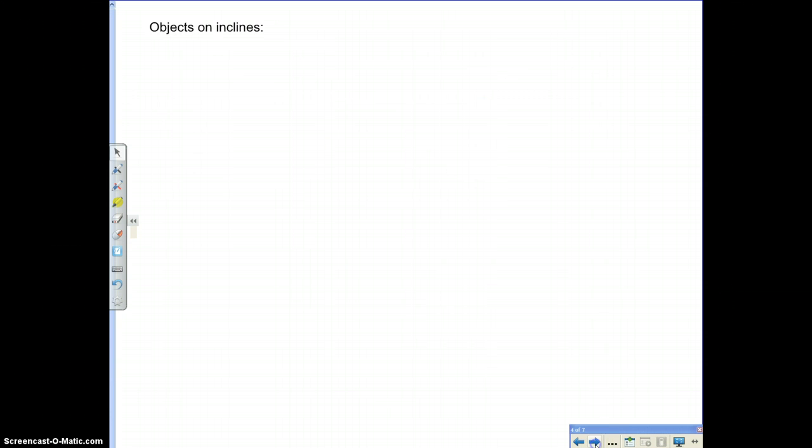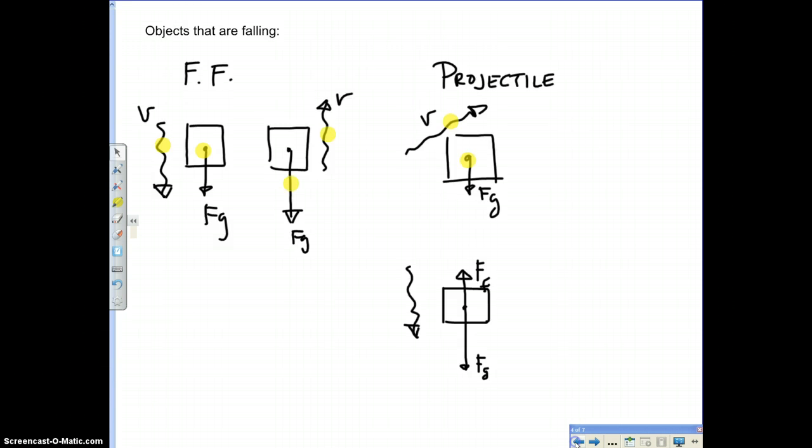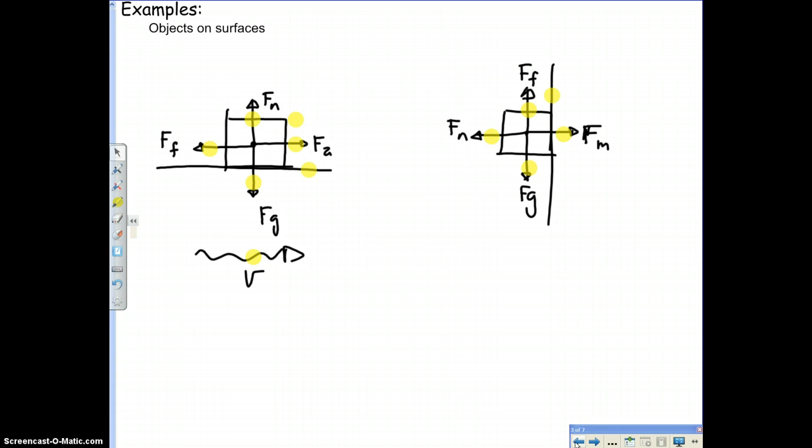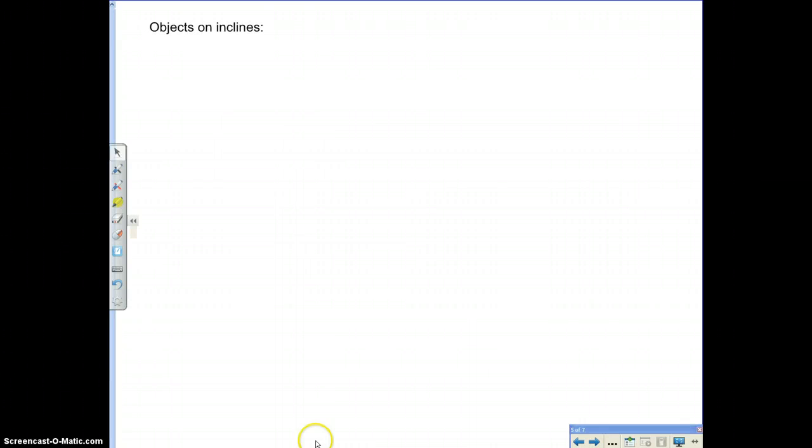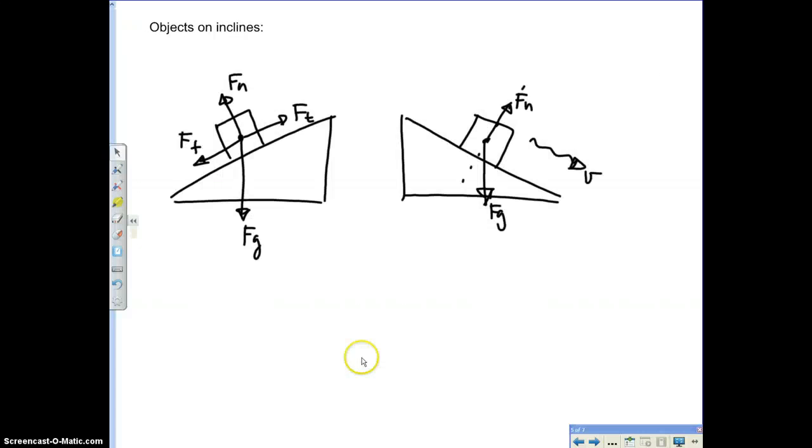Okay, let's try another one. What about objects that are on inclines? These are the trickiest of all. And I should say, the ones on surfaces are the most common, and they're not particularly hard or particularly easy. They're kind of in between, but they're the most common. These are definitely the easiest, objects that are falling, and these are definitely the hardest. So what about objects on inclines? All right, well, let's take a look.